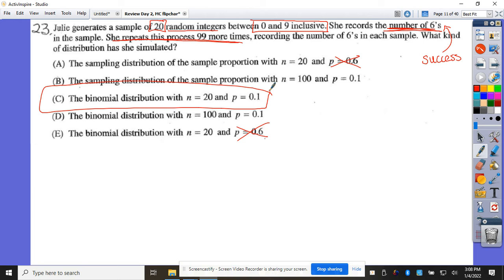And I get why that's confusing, and I get why the sampling distribution versus binomial part throws you off. So the 100 comes from the person doing 99 plus 1. And with this one, I get why people get confused between B, C, and D, but I need you to be really good with why it's not A and E.